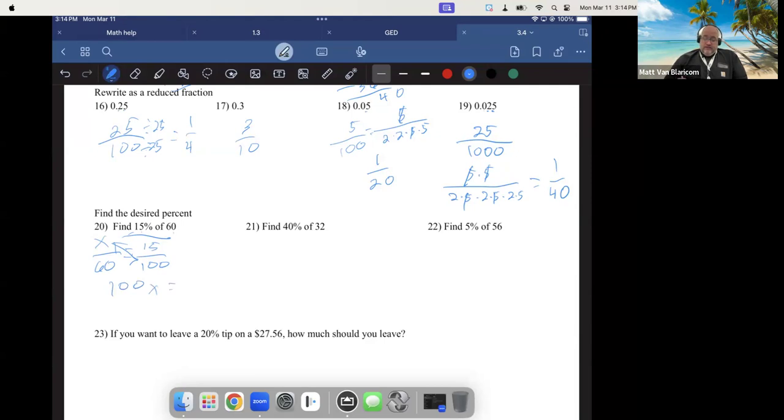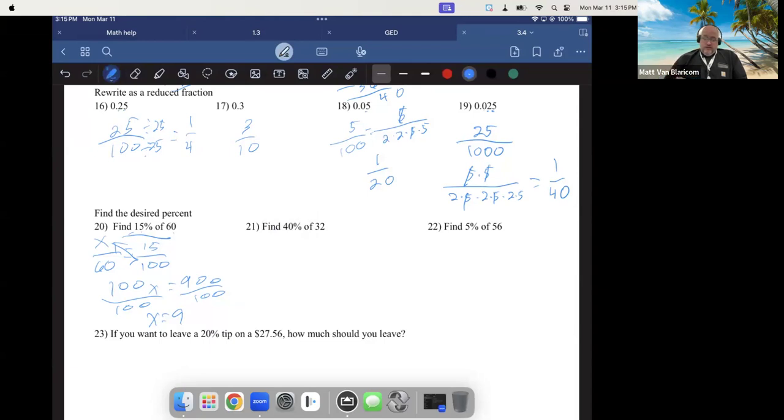Now let's have a look here. 15 times 60. Put a 0. 6 times 5 is 30. So put a 0 and a 3. 6 times 1 is 6 plus 3 is 9. And so now we're going to say, okay, 900. And now we're going to say, all right, divide both sides by 100. X is equal to 9. So 9 is 15% of 60.